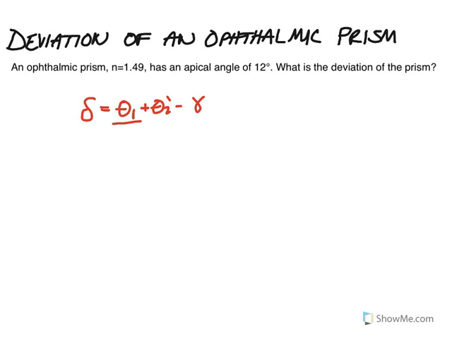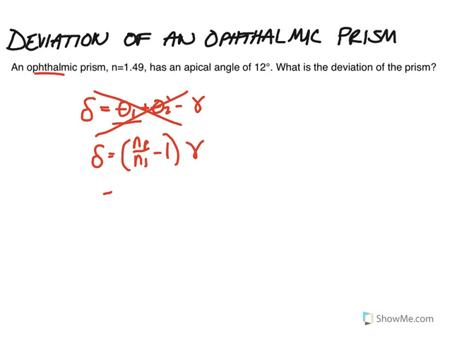But because it's an ophthalmic prism, we can assume that the incident or emergent angles are near normal and that there are small refracting angles. So we don't need to know that information, and instead we can use the thin prism or ophthalmic prism approximation. So that's where we have, just based on the index of refraction of the prism and the surroundings, minus 1, times the apical angle.